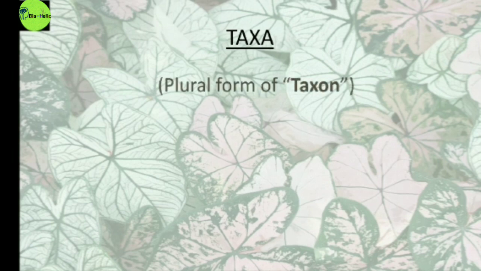The word taxa is the plural form of taxon, and it is used for the categories at different levels, okay? Like at kingdom level, or at species level, or at genus level. So each category, such as species or genus or order or phylum, is a taxon.